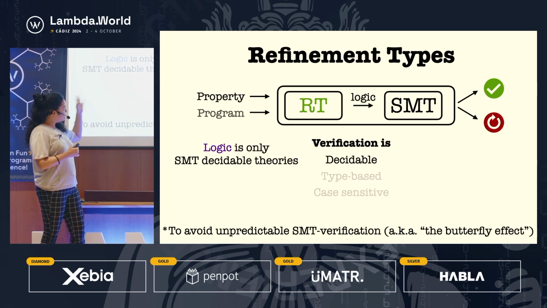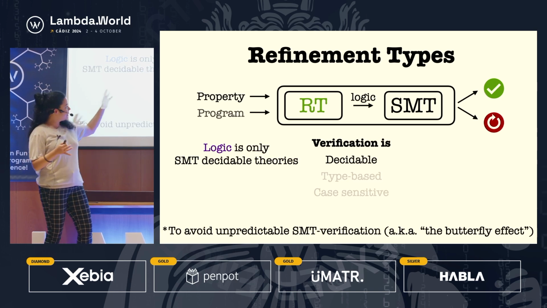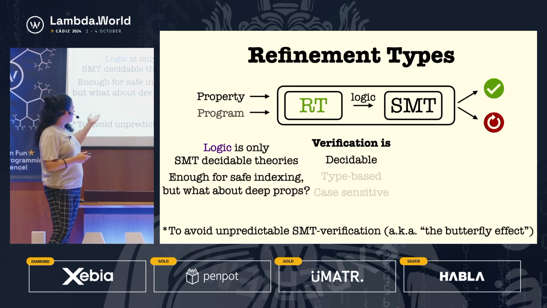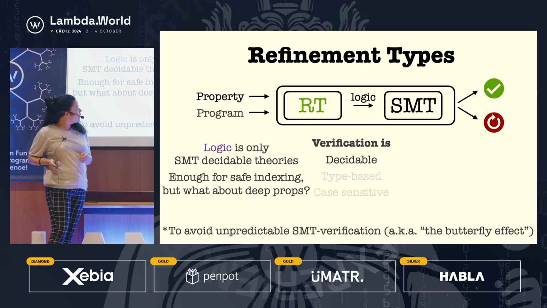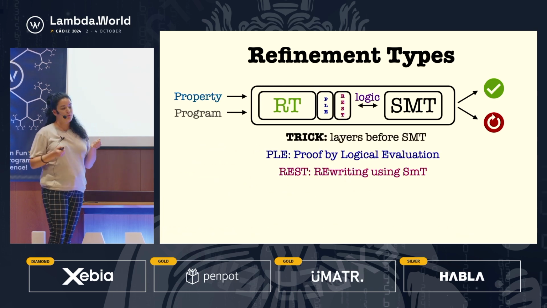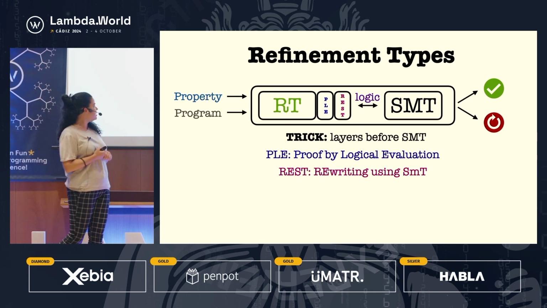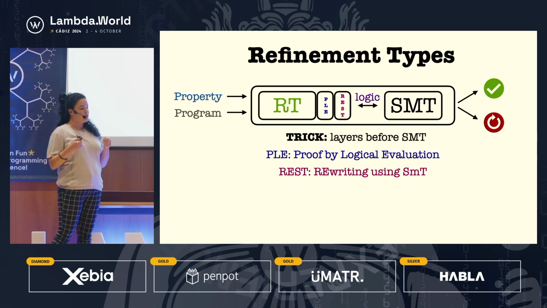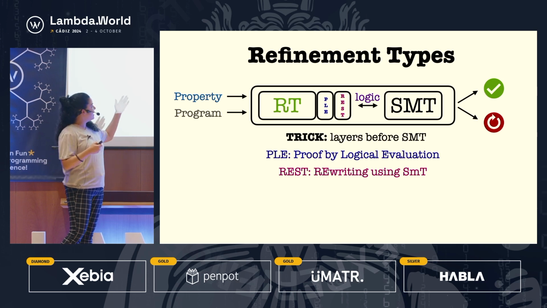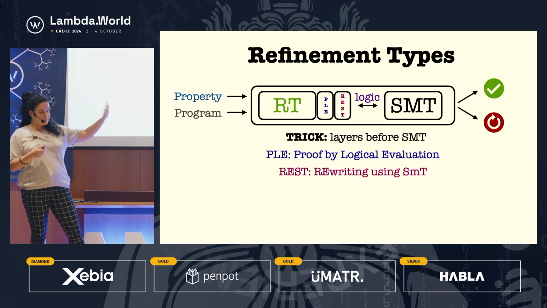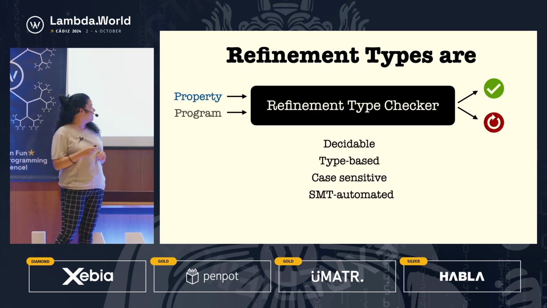So with refinement types of Liquid Haskell, we just restrain verification. We just restrain the logical queries that we generate to decidable theories, right? So what can we prove using the decidable theories? And the trick there that we saw is that before we send things to the SMT, we use this layer. So we have PLE, proof by logical evaluation. We have a REST that we use to do some rewriting. But we do all this pre-processing before the SMT to ensure that the SMT queries are predictable and decidable.